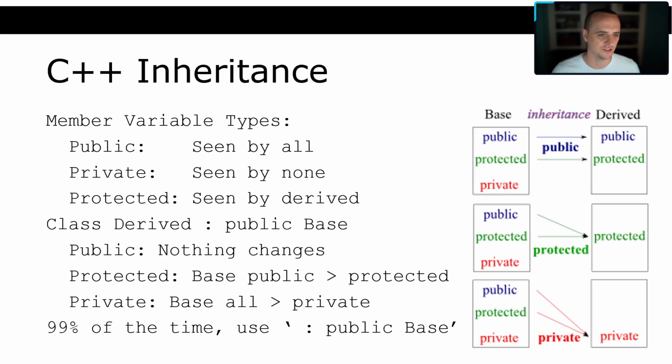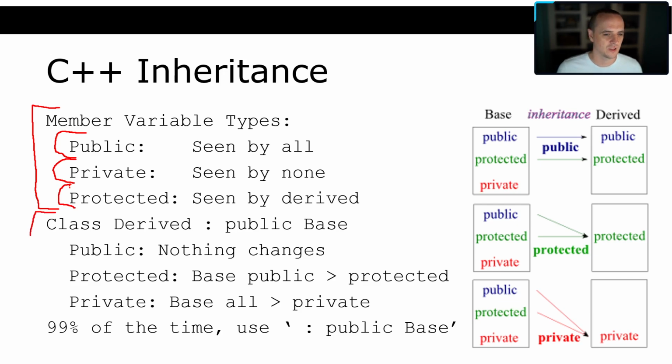Inheritance is also something that you should be familiar with. How is that handled in C++? Well, it's basically the same thing as Java or in other programming languages that have polymorphism. Member variable types: public member variables in a base class are seen by all of the derived classes. Private variables are seen by none, and protected are only seen by derived. So public member variables, everyone can see them. In private, only that class, the base class, can see them. And protected member variables can only be seen by derived classes.